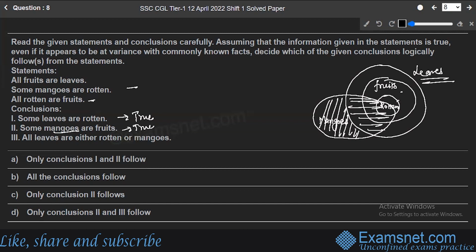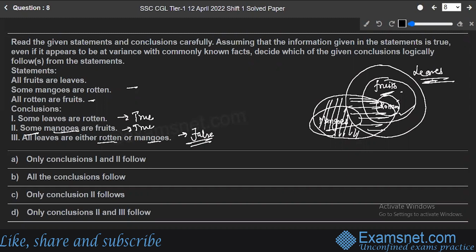See, all rotten are fruits, right? And some mangoes are rotten. So some mangoes are fruits is true, right? This is true. The next one, all leaves are either rotten or mangoes. No, this is false. As all rotten are fruits and all fruits are leaves, and some mangoes are rotten, all leaves are either rotten or mangoes is false.